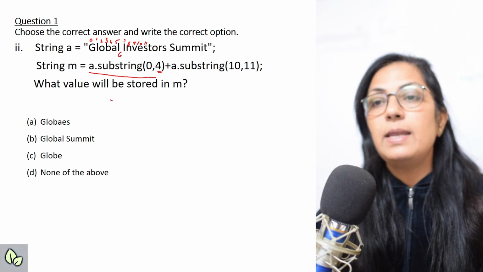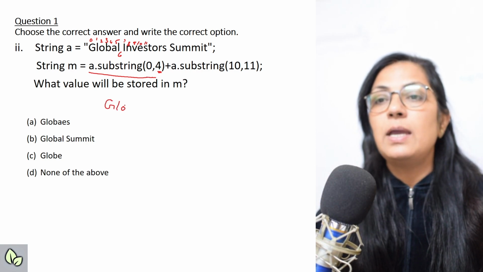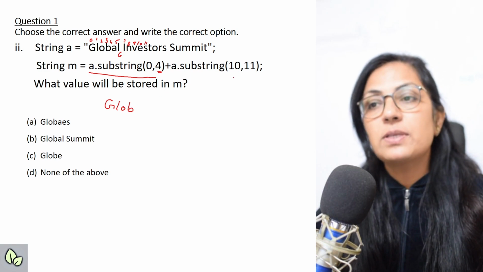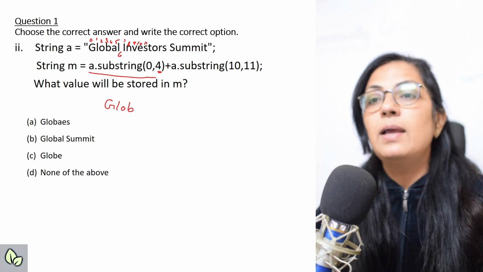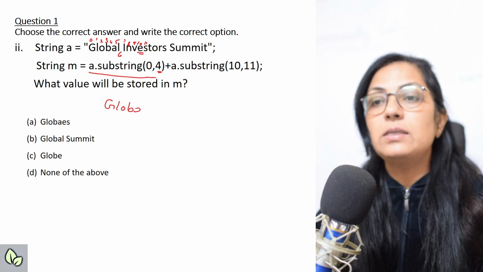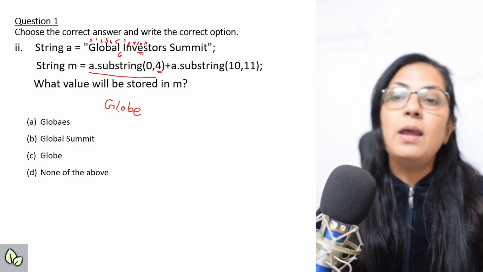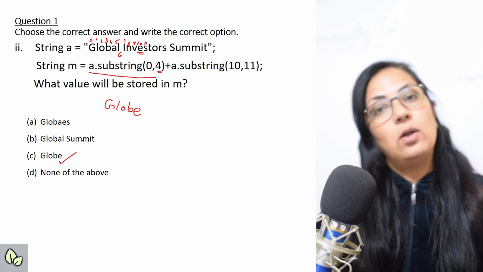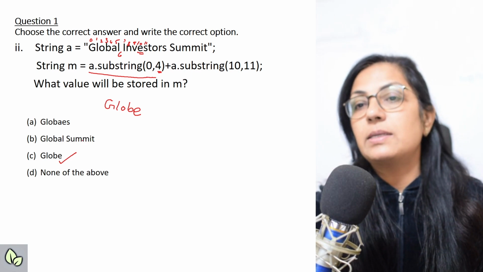So here a dot substring 0, 4, that means 0 से लेकर 3 तक. So you have GLOB, 0, 1, 2, 3, plus a of substring 10, 11, 10 से लेकर केवल 10 तक. So what is there in that? GLOBE. So this should be your answer. Please check if this is present as one of the options. That is going to be the correct answer, right?